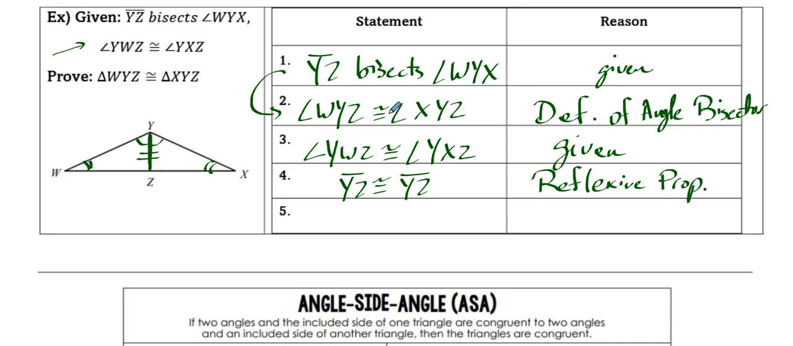And that's all we need. We need an angle, and a side that's not sandwiched in between those two angles. So angle, side shows that triangle WYZ is congruent to triangle XYZ.